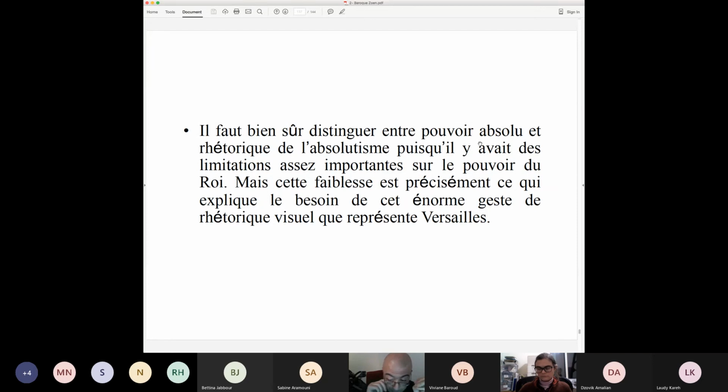There were, of course, great limitations to the power of Louis the XIVth. We know that. And in fact, far greater limitations to his power than to any modern government. But what we're seeing here is rhetoric. What we're seeing here is, in fact, Louis the XIVth attempting, through the rhetoric of this garden, to represent his power.